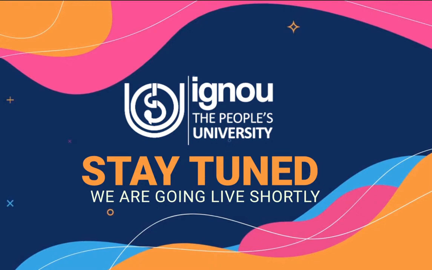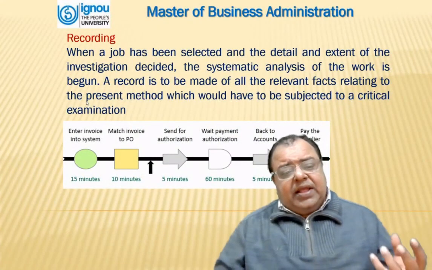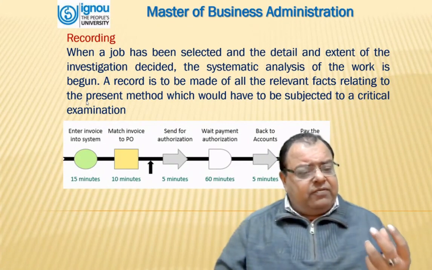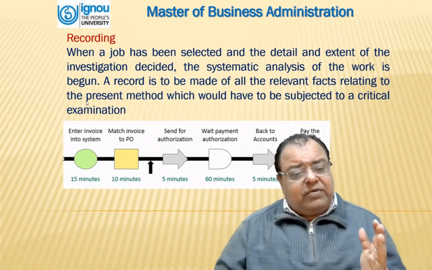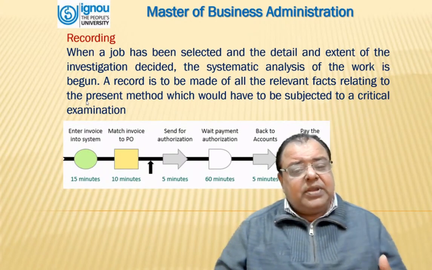A record is to be made of all the relevant facts relating to the present method, which would be subjected to a critical examination. We can see over here a system or an information enters the invoice into the system. It takes 15 minutes for processing. Then we have to match the invoice with the purchase order. It takes 10 minutes.